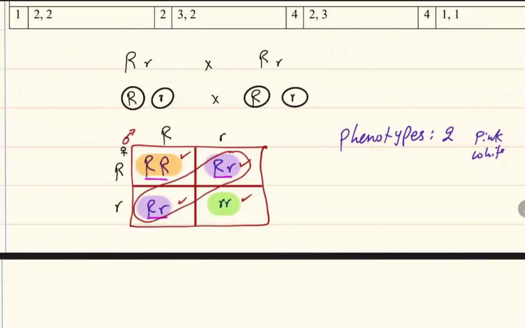So how many genotypes we have? The genotypes are 3. What is the ratio? It's going to be 25. This is the percentage, and this is 50%, and this is 25. So what is the ratio? 1 to 2 to 1.